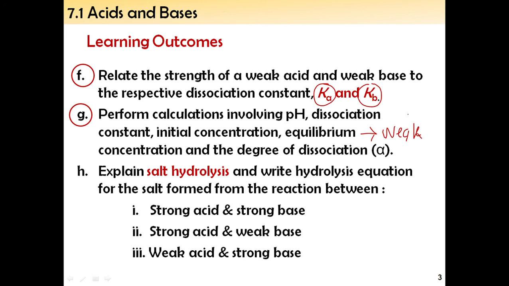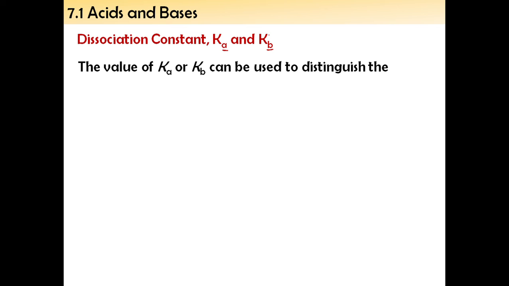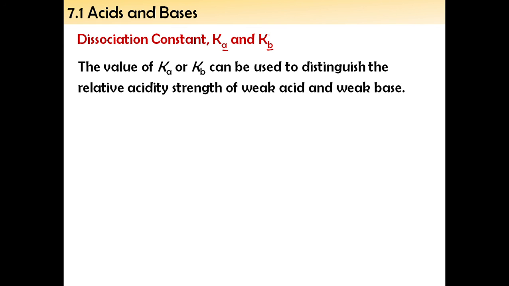Okay. Jadi kita pergi dulu dissociation constant Ka dan Kb. So A adalah untuk acid, B adalah untuk base. So the value for Ka and Kb can be used to distinguish the relative acidity strength of weak acid and weak base. Okay, macam yang saya pernah explain, kalau acid ataupun base tersebut mempunyai nilai Ka dan Kb, sama ada soalan bagi atau soalan minta awak cari, means acid ataupun base tersebut adalah weak. Okay, weak acid dan weak base.